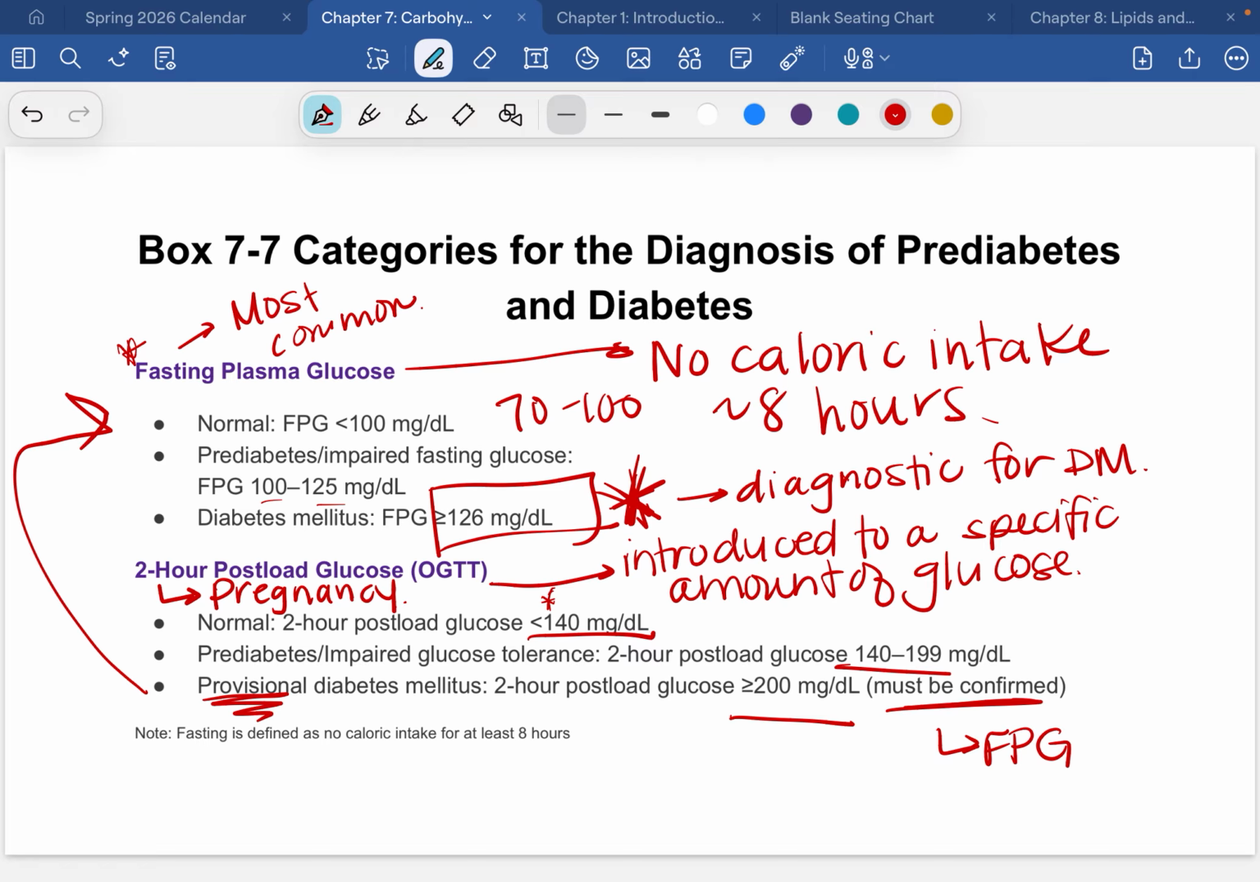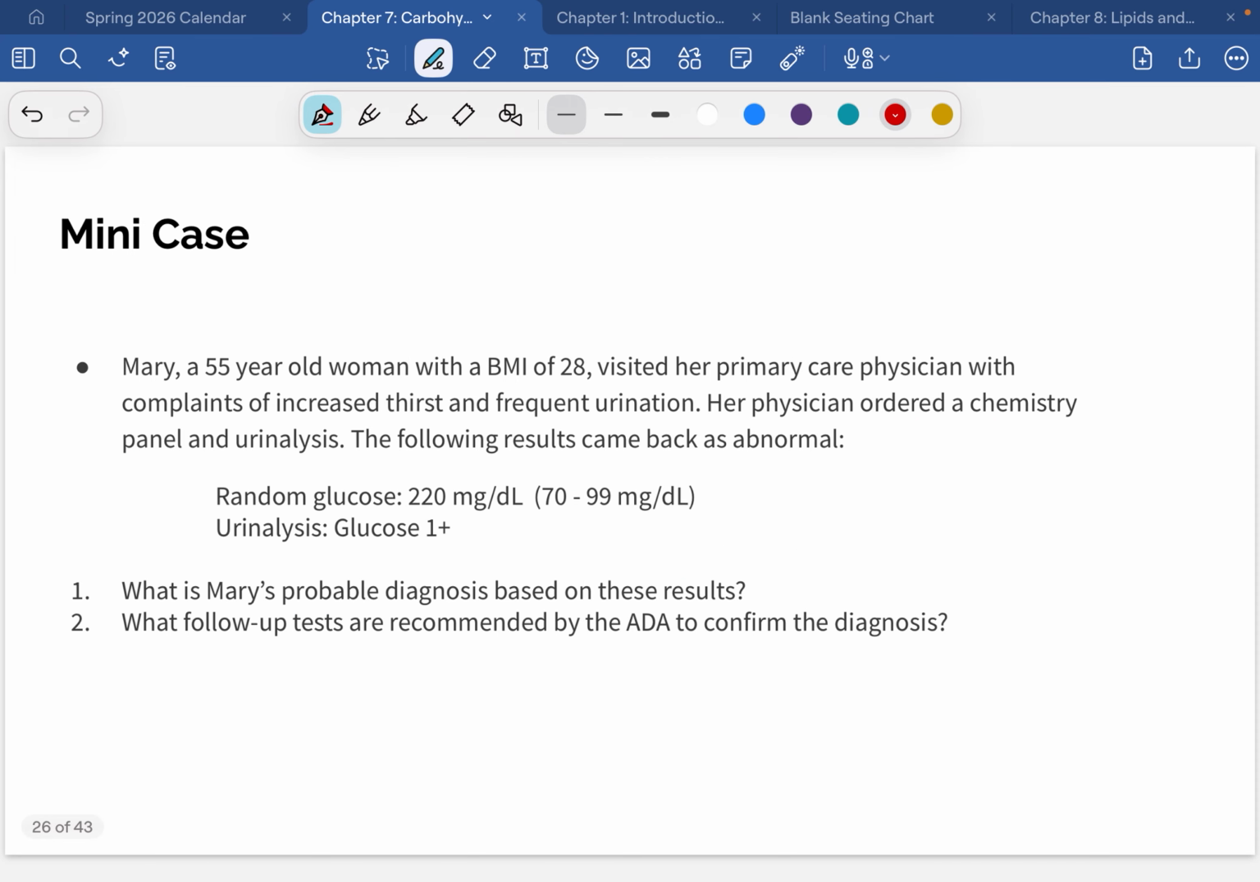But it has been shown that this 2-hour post-load glucose is much more effective at catching gestational diabetes than just a fasting plasma glucose. That is why that test is typically used during pregnancy, to check for gestational diabetes. Okay, so this is just a little mini case, and I'm going to give you the answers, but I recommend that when you're listening to this you read the question, pause it, see if you can figure it out yourself, and then listen to the answers.